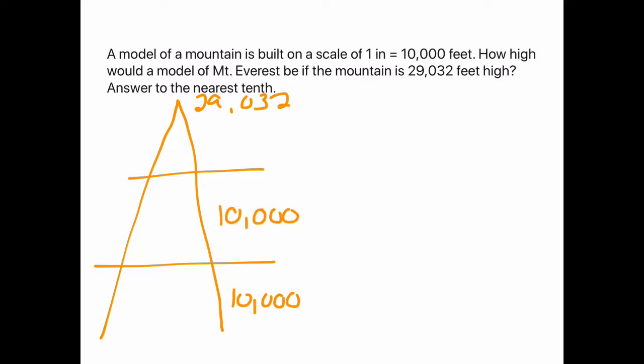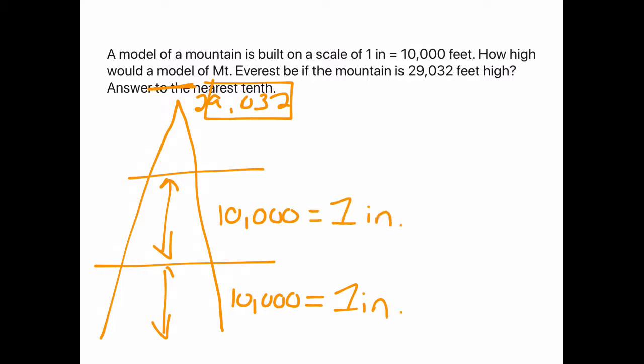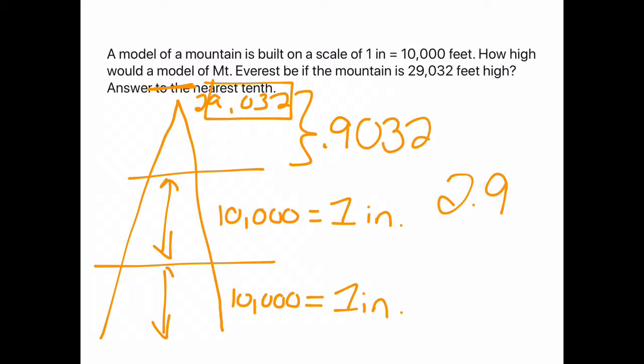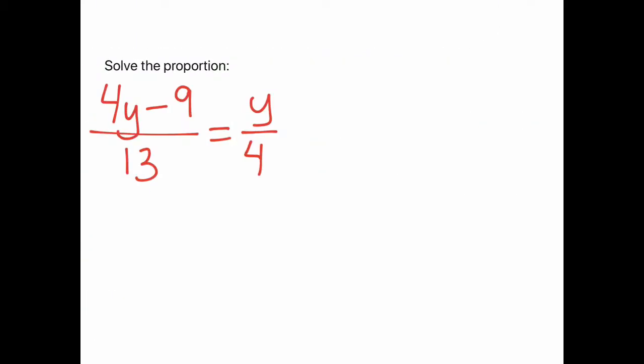I drew our Mount Everest, so to speak, and I broke it into 3 pieces. This bottom piece here is 10,000 feet, and then the middle piece here is another 10,000 feet, and we are just shy of a third 10,000 feet. In fact, we're sitting at 9,032 feet. So if we were going to make a model, this would be 1 inch, here would be a 2nd inch, and this space up here would be just shy of an inch, or actually 0.9032 of an inch. And if we add all those together, 1 plus 1 plus 0.9 would get you 2.9 rounded to the nearest tenth.